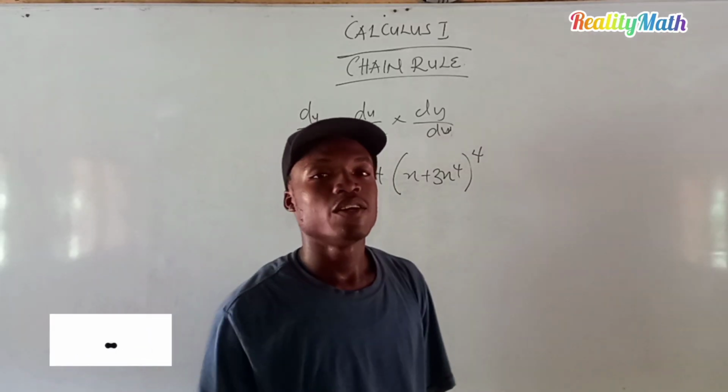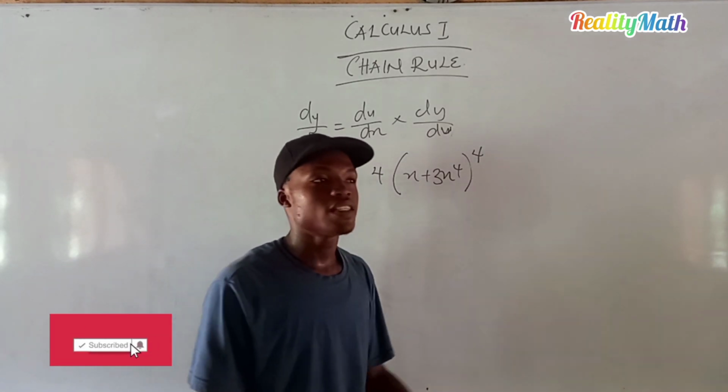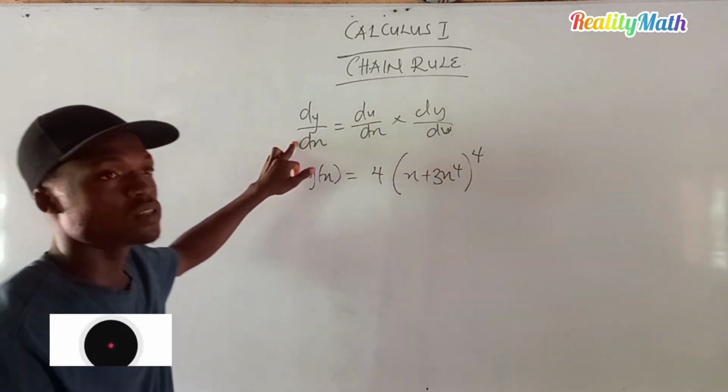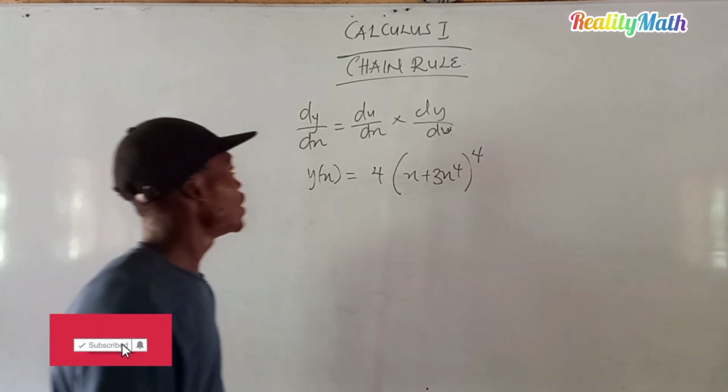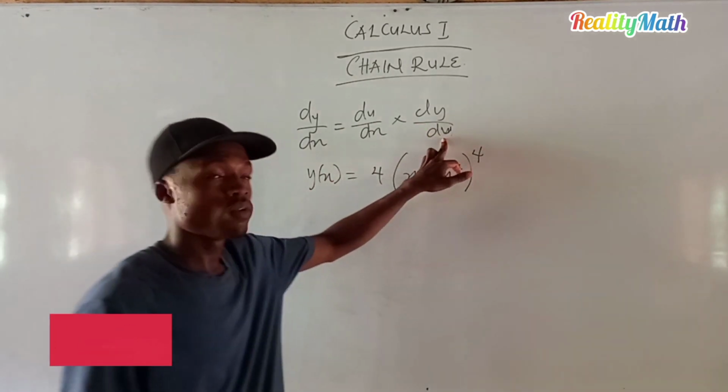Welcome viewers. Today we are going to treat differentiation using the chain rule. Let's see how we go about it. So this is it: dy/dx, which is the first derivative of the function, equals du/dx times dy/du.